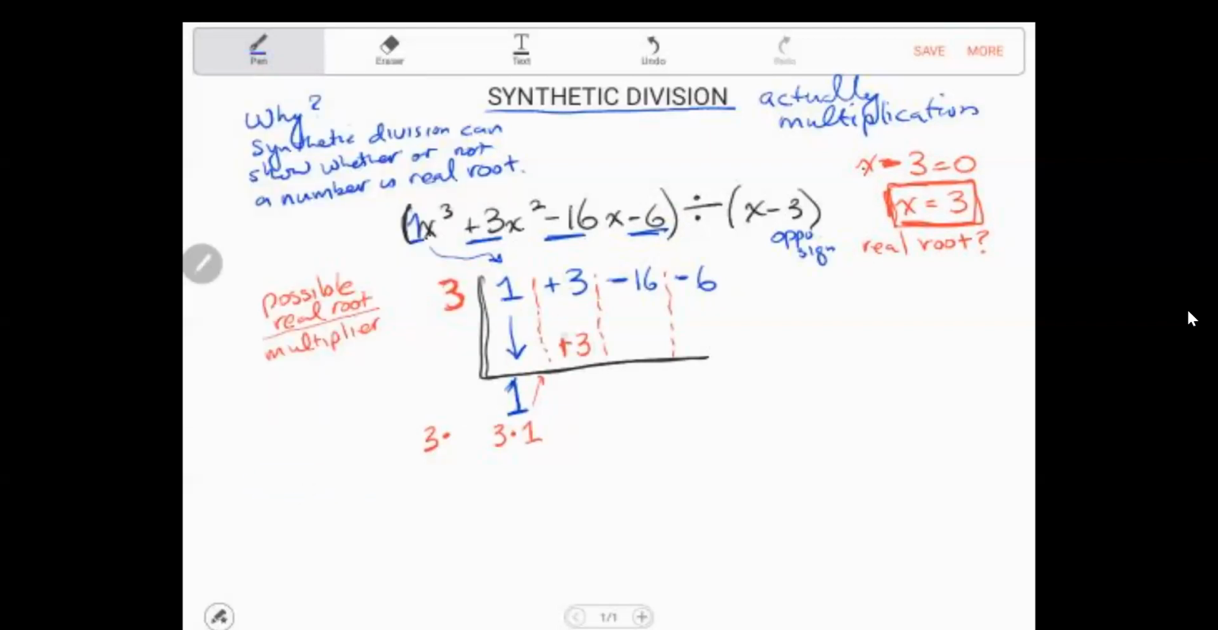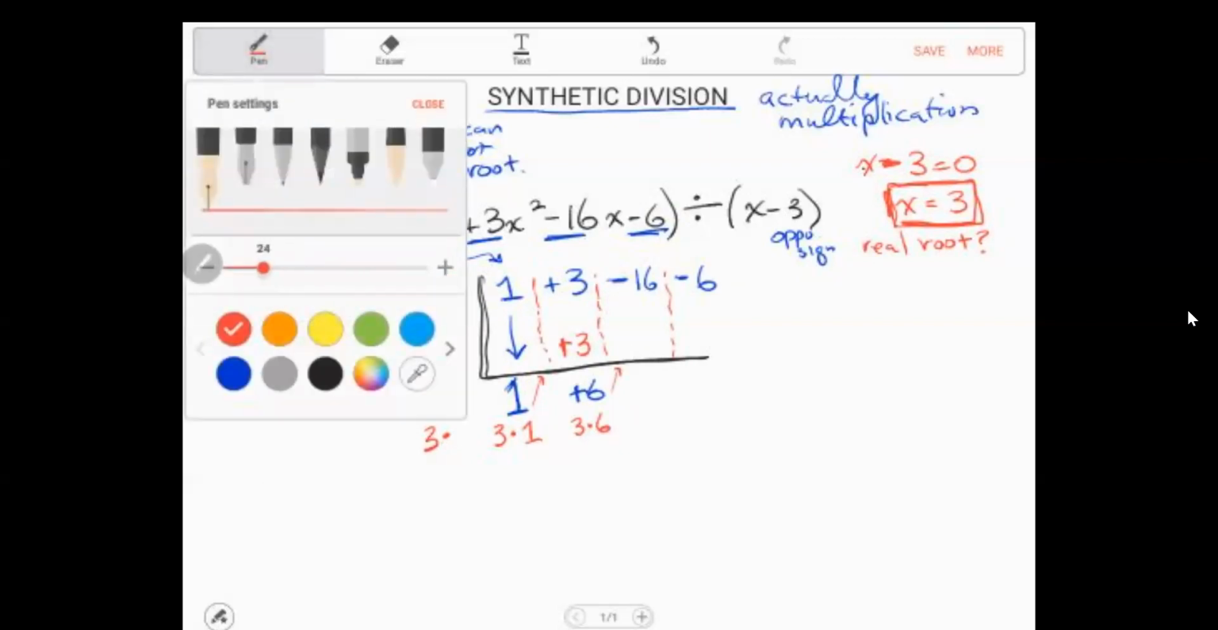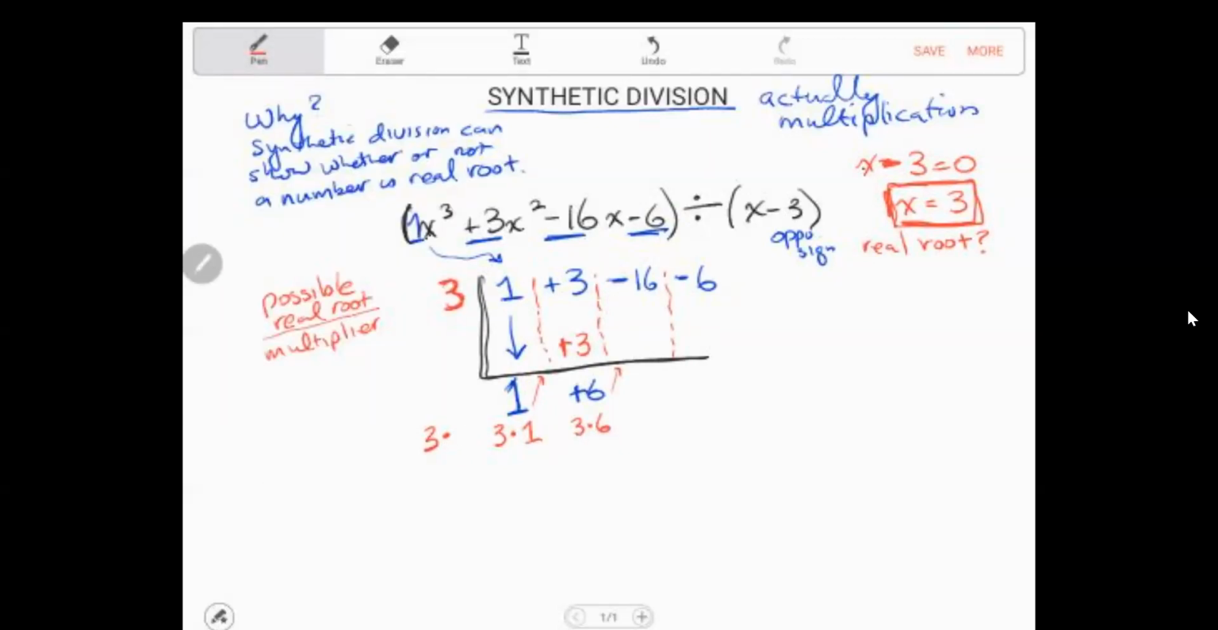All right, then now in our little column here, we're going to add these two together. So we have a +3 and a +3, and that gives us a +6. All right. Now we're going to multiply by 3 again. So we're going to take this 6 and we're going to multiply it by 3. And we're going to write it right there. And that's going to give us 3 times 6 is 18. All right, and it's positive. So that's going to give us a positive 18.